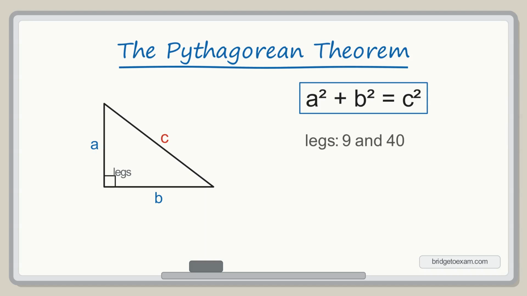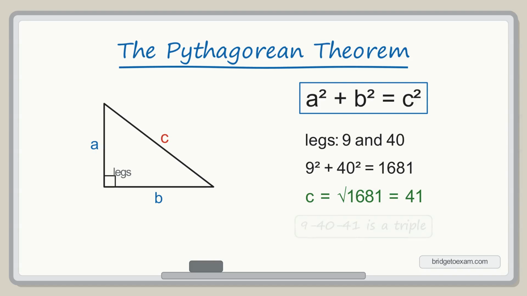Let's try it with legs of 9 and 40. Square each leg and add. 81 plus 1600 gives 1681. The hypotenuse is the square root of that, which is exactly 41. So 9, 40, 41 is a Pythagorean triple, a whole number right triangle worth remembering.